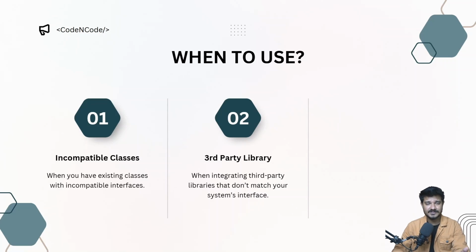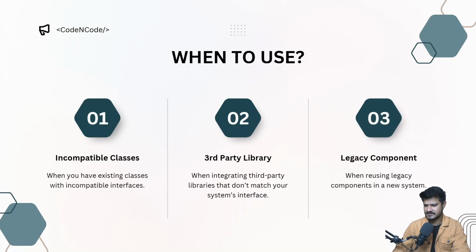So what you'll do is create an XML to JSON adapter that will take in the XML data and convert it into JSON, so the library can use it. So this is one example. Another is the legacy component, when running a legacy component in a new system. Let's say you are updating your application. Earlier you were using a certain database. Now your requirement has changed, and you are working with another database.